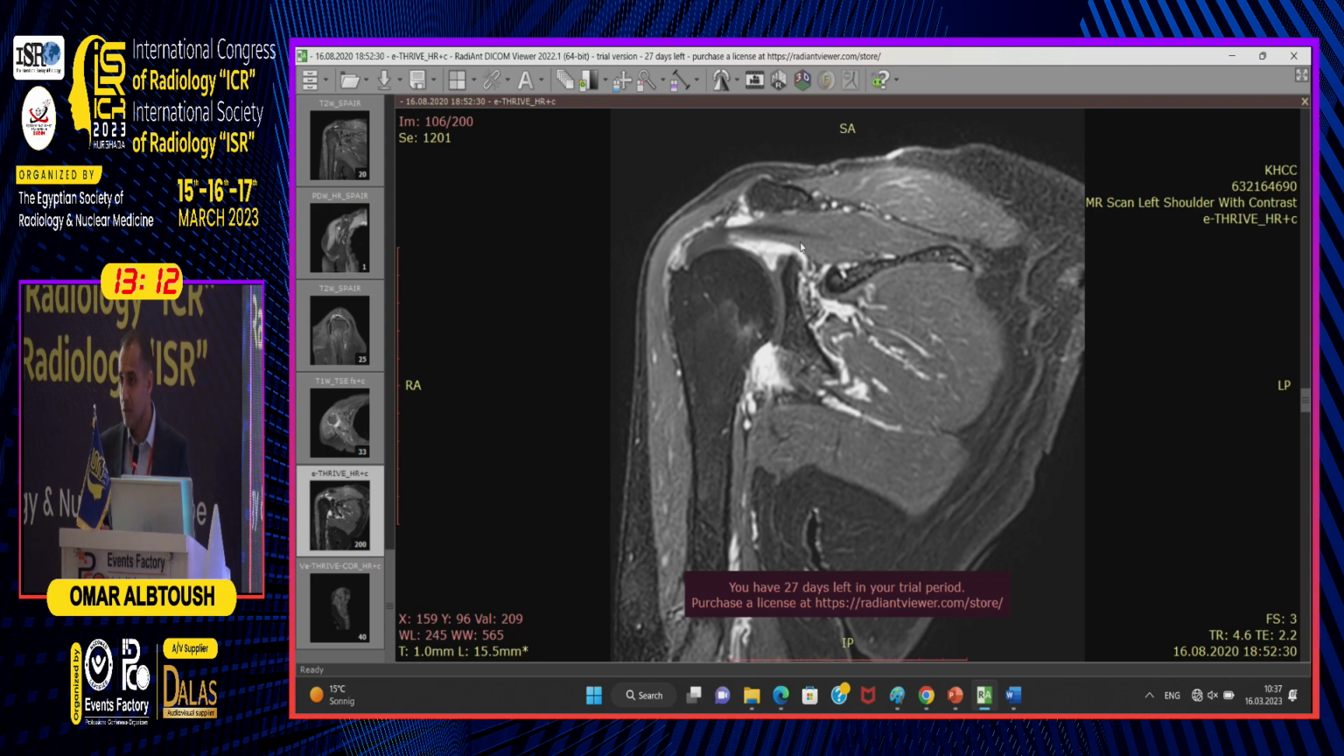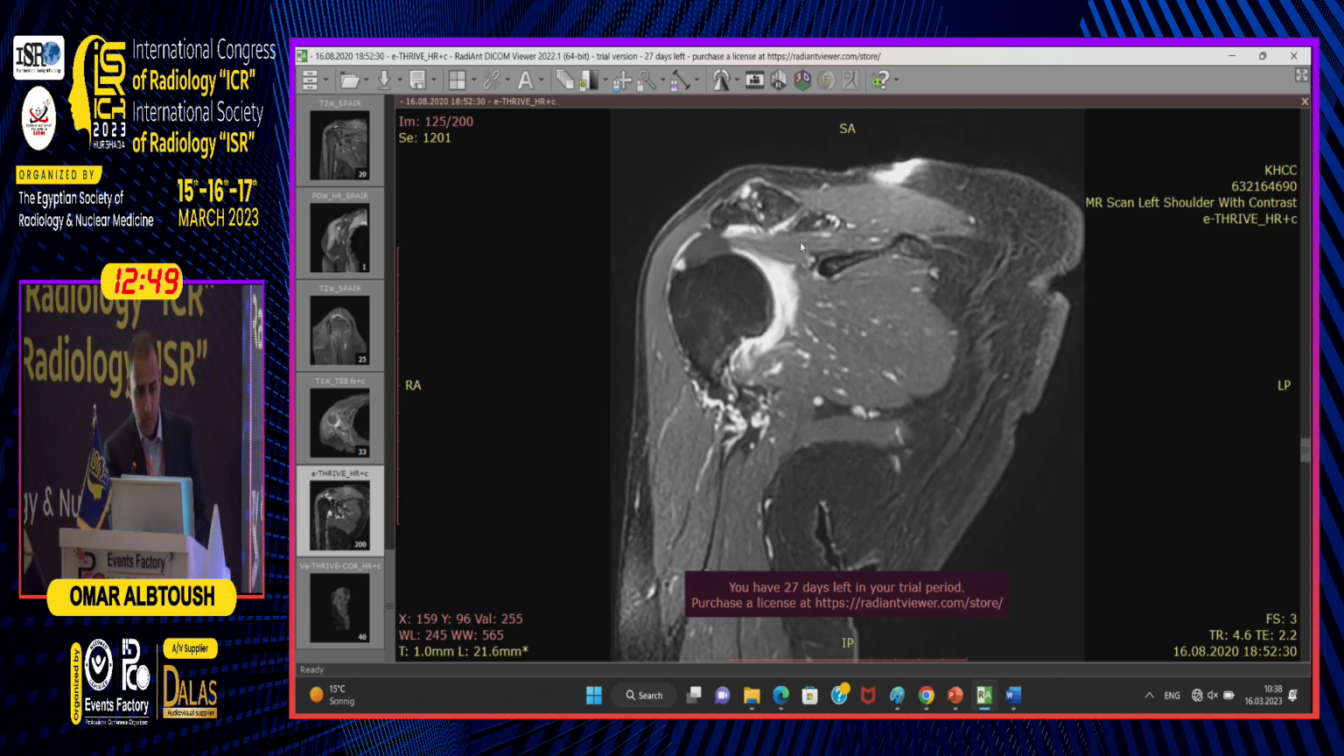And to be honest, more than 80% of our studies without contrast show no changes of adhesive capsulitis. And when we do contrast enhancement, there will be something like that. And this was not routinely done in our institute. I mean, it's not routinely part of the assessment of adhesive capsulitis. Okay, this is the first case, second case.